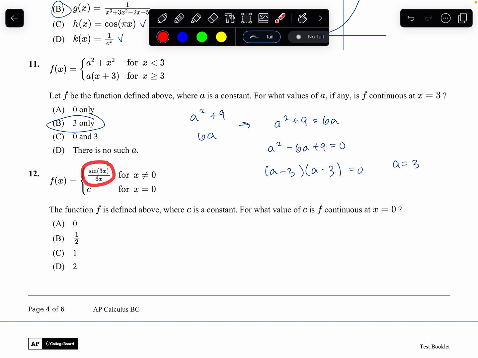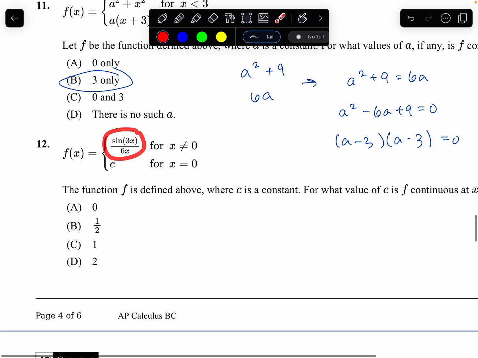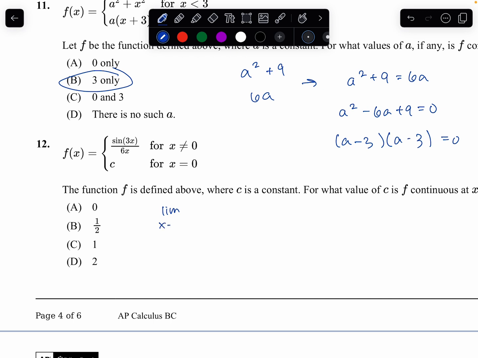Okay, so I'm looking at this expression right here, and we've dealt with these types of expressions before in the form of the limit as x approaches 0 of sine of ax over ax, which is going to be equal to 1. Okay?